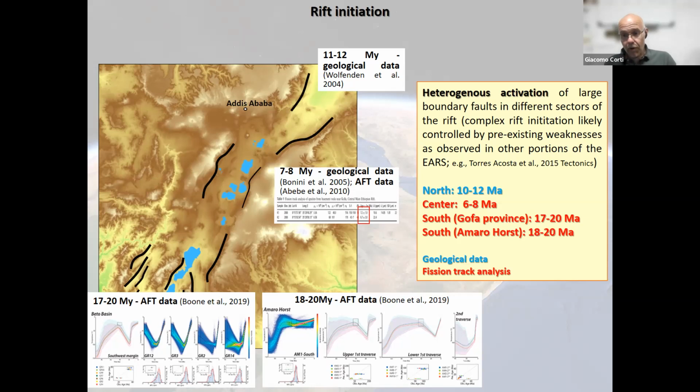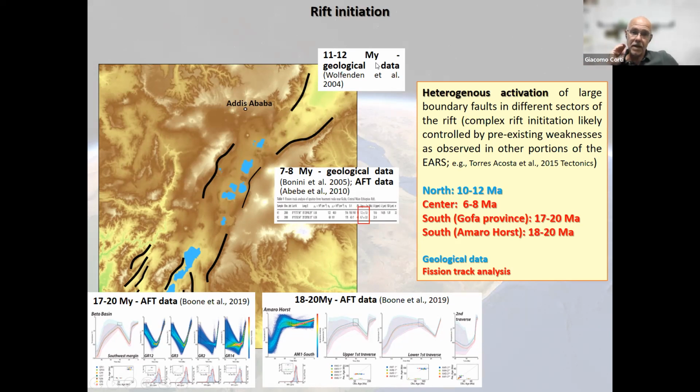I think a lot of work still has to be done on these initial phases of rifting, on the timing of the activation of the large boundary faults in the different parts of the main Ethiopian rift. But what we know now is that we had an early activation of faulting in the southern part of the rift, probably between 17 and 20 million years. Then we have activation based on geological data.